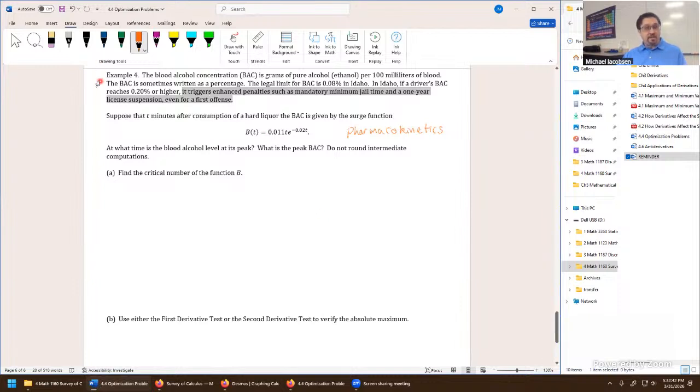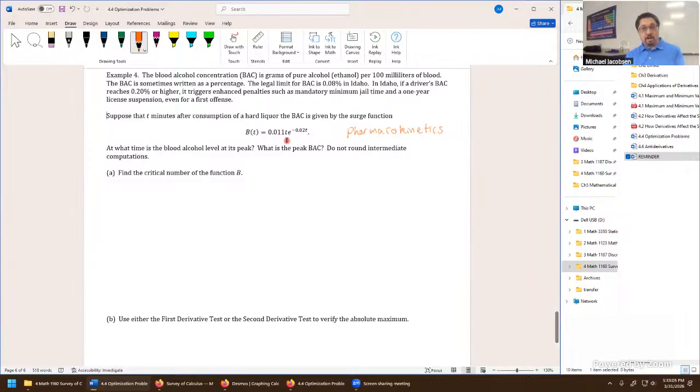So that's the drama and interesting context behind this one. And so now we're assuming someone takes a very large shot of really hard alcohol, some kind of liquor. The pharmacokinetics of that liquor as it enters the bloodstream, or the blood alcohol content, is modeled by this function. And this is a pretty accurate model.